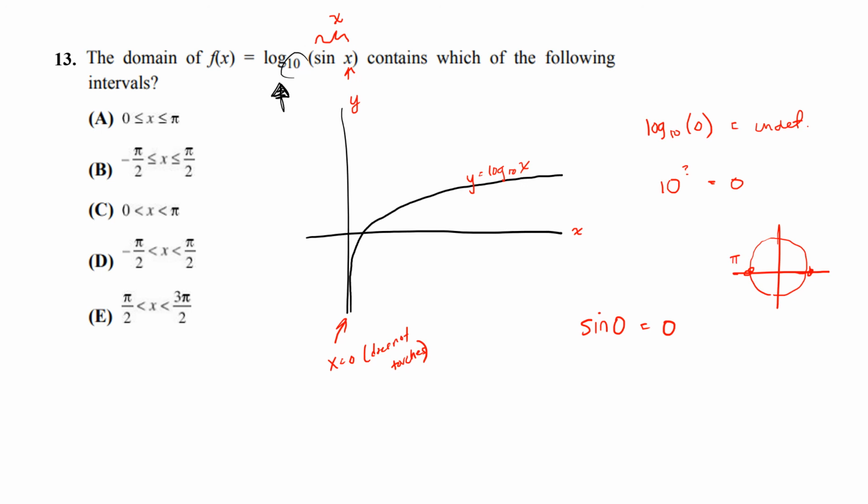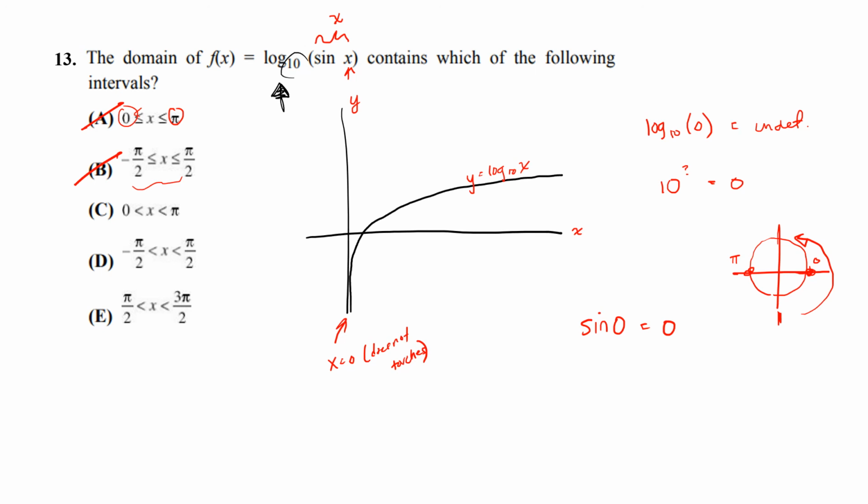So any answers that have sine of 0 is 0 or sine of pi is 0, those can be eliminated. So there's a pi here, there's a 0 here, and it's saying less than or equal to. We can't have that, so not A. How about here? That's saying from negative pi over 2, that's down over here, to pi over 2, that's over here. That passes through the 0 degrees here, or 0 radians. That can't be the answer.